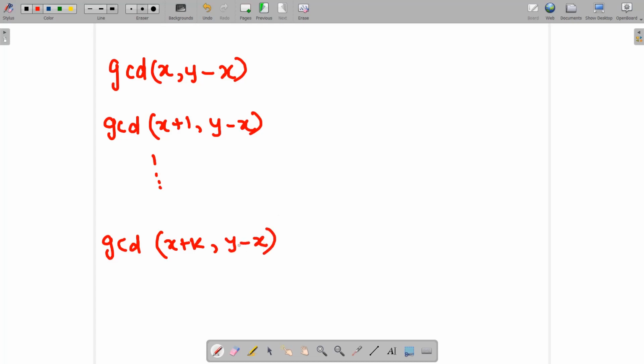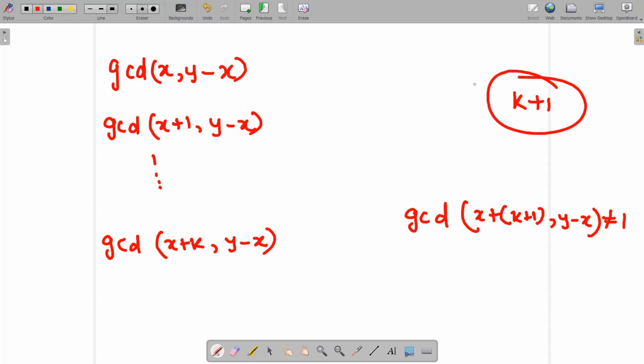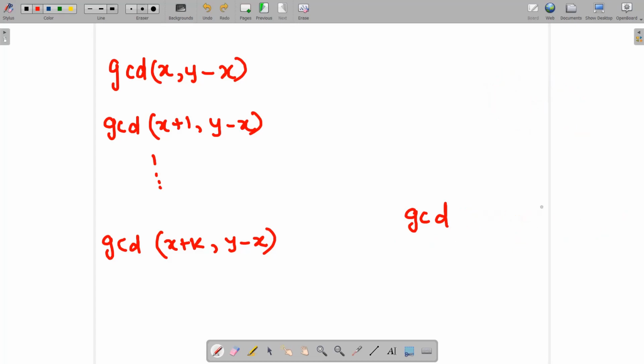Okay, now whenever we get the GCD of x plus, let's say for the k plus 1th element, and y minus x is not equal to 1, then the length of the longest chain is going to be k plus 1. So whenever for a certain pair this condition holds, which is not equal to 1, we are just going to stop our iteration. So that is one way, the brute force approach. Now let's find the length of the longest chain efficiently.